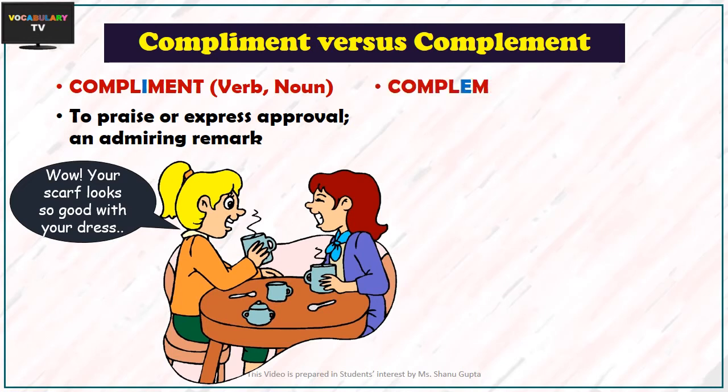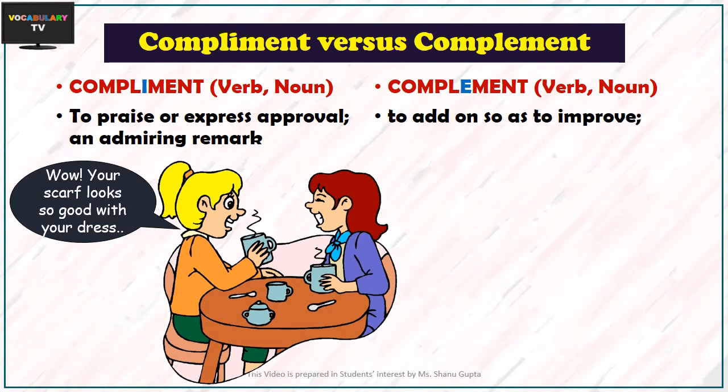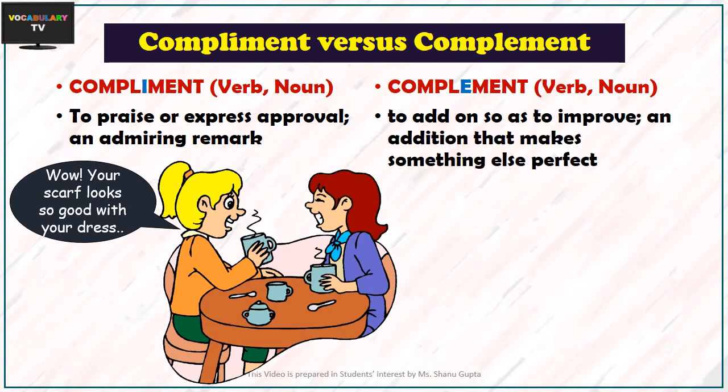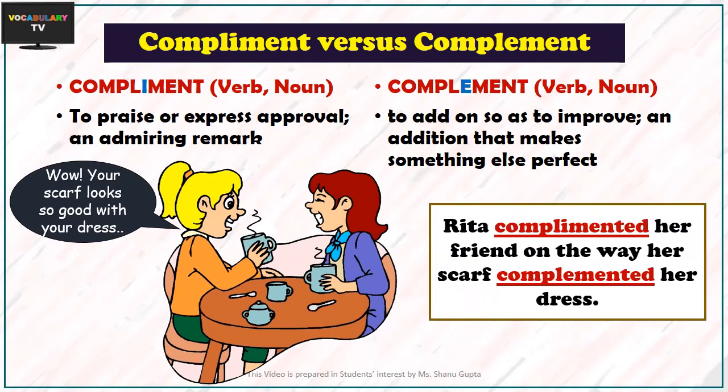Complement, on the other hand, is an addition that makes something else perfect. The key to remember its meaning is the word complete. A complement of something completes that thing and makes it perfect or improves on it. One sentence exemplifying both words is, Rita complimented her friend on the way her scarf complemented her dress.